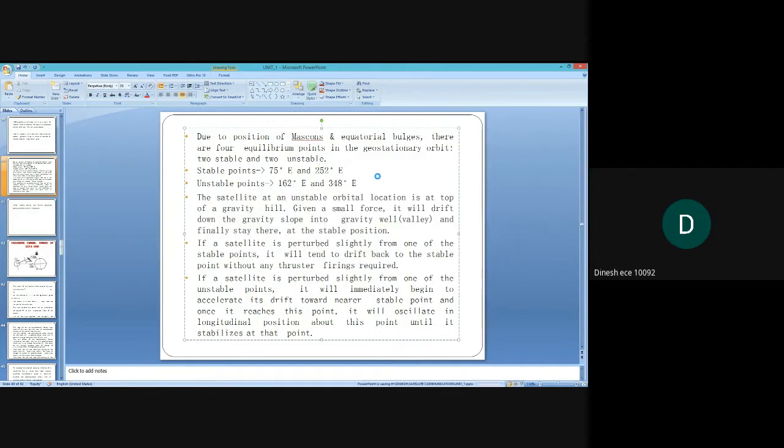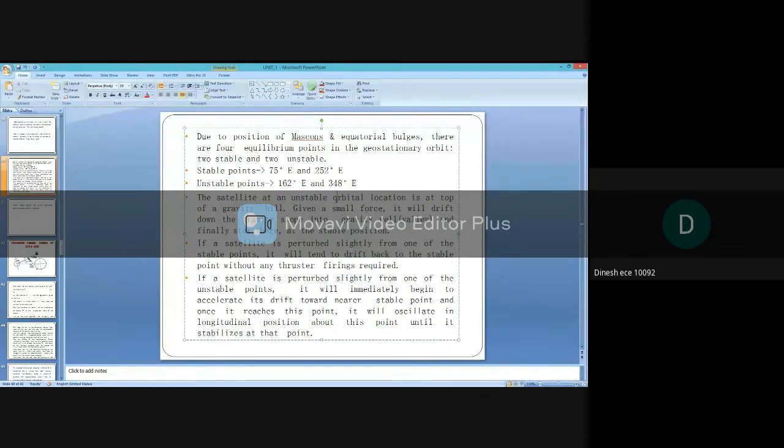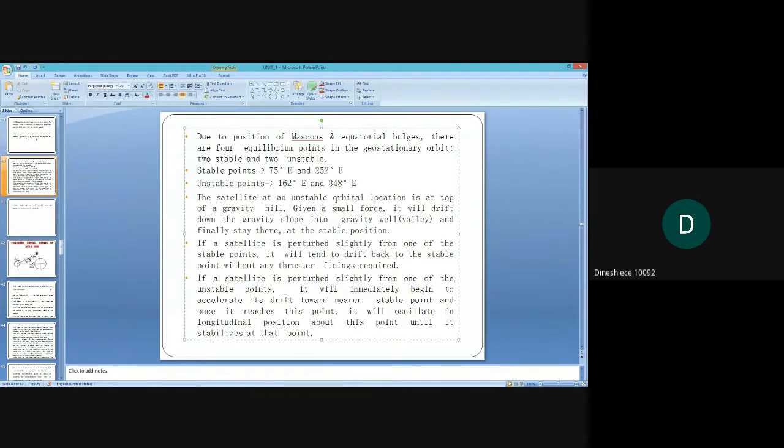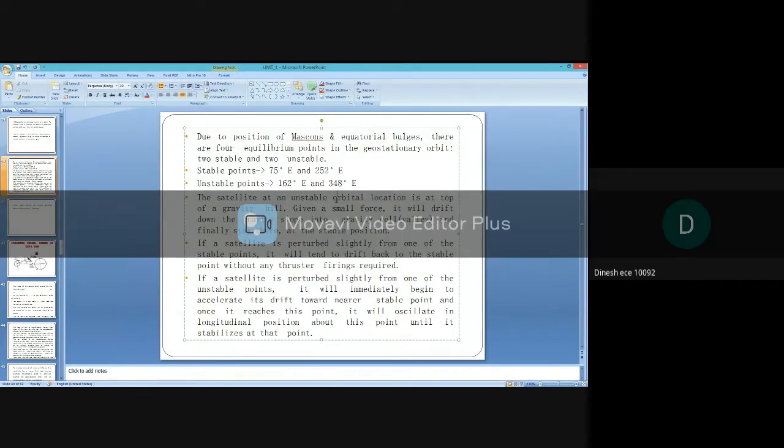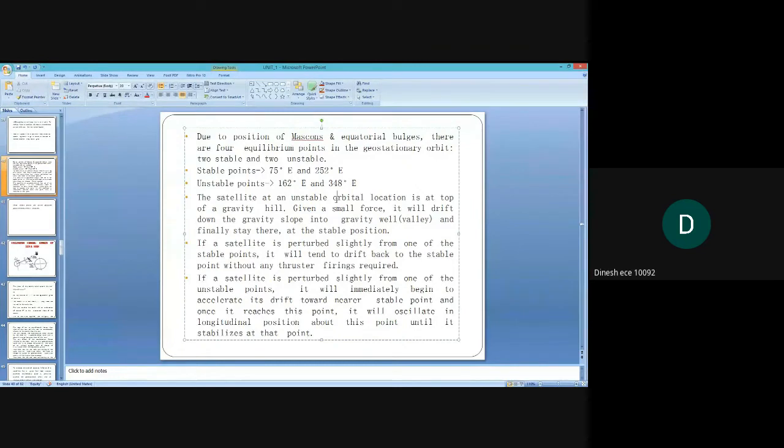A satellite at an unstable orbital location is at the top of a gravity hill. So if a small force is given due to other celestial bodies, asteroids, or other satellites, giving it a small drift, it will drift down the gravity slope and fall into the gravity well, and finally it will stay there.